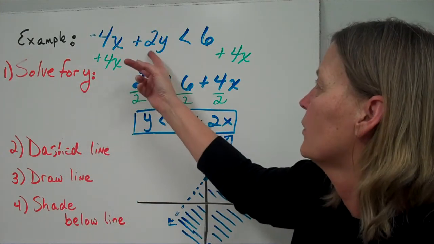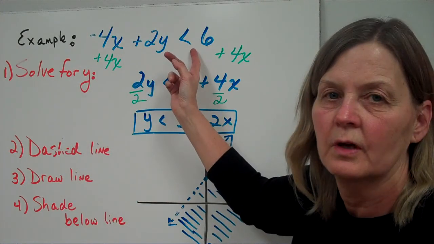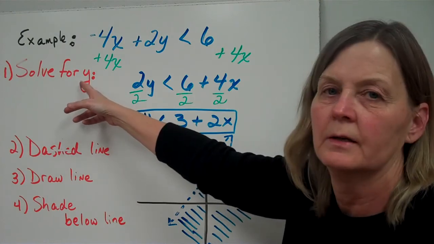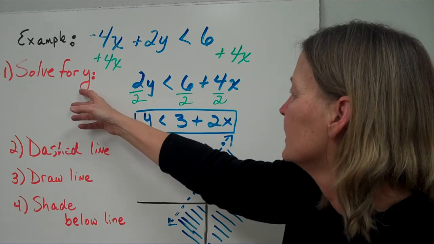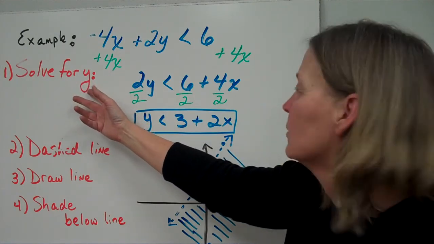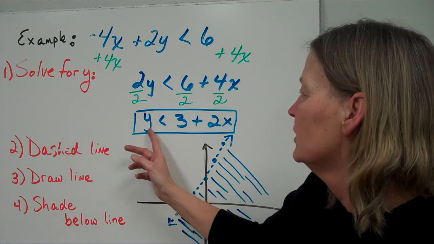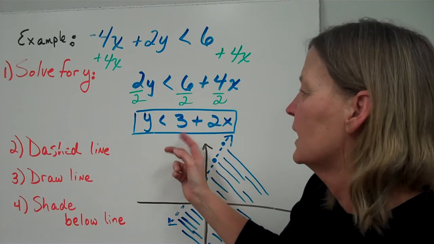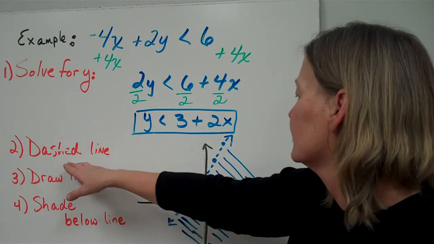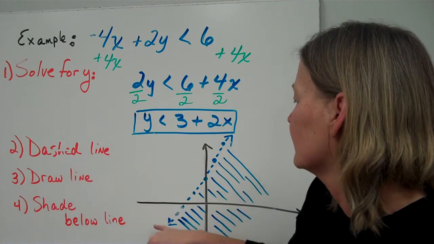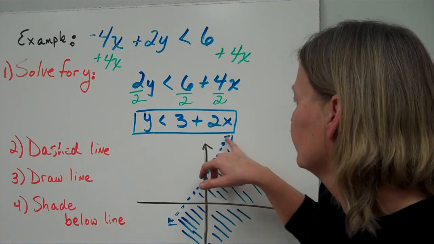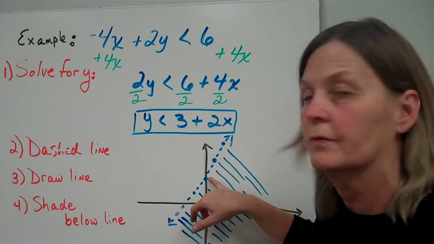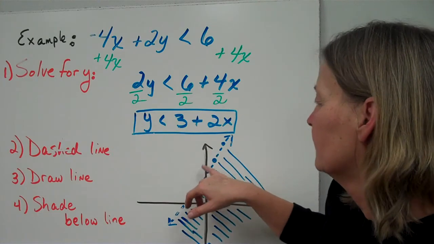This example, -4x plus 2y is less than 6, is going to require us to solve for y. So again, going back to your equation solving, we can apply that as well to the inequalities. And with that, you will solve to find y is less than 3 plus 2x. Again, in slope-intercept form. We're going to use a dashed line because of the less than sign. So there's our dashed line, and draw the line with a y-intercept of 3 and a slope of 2.